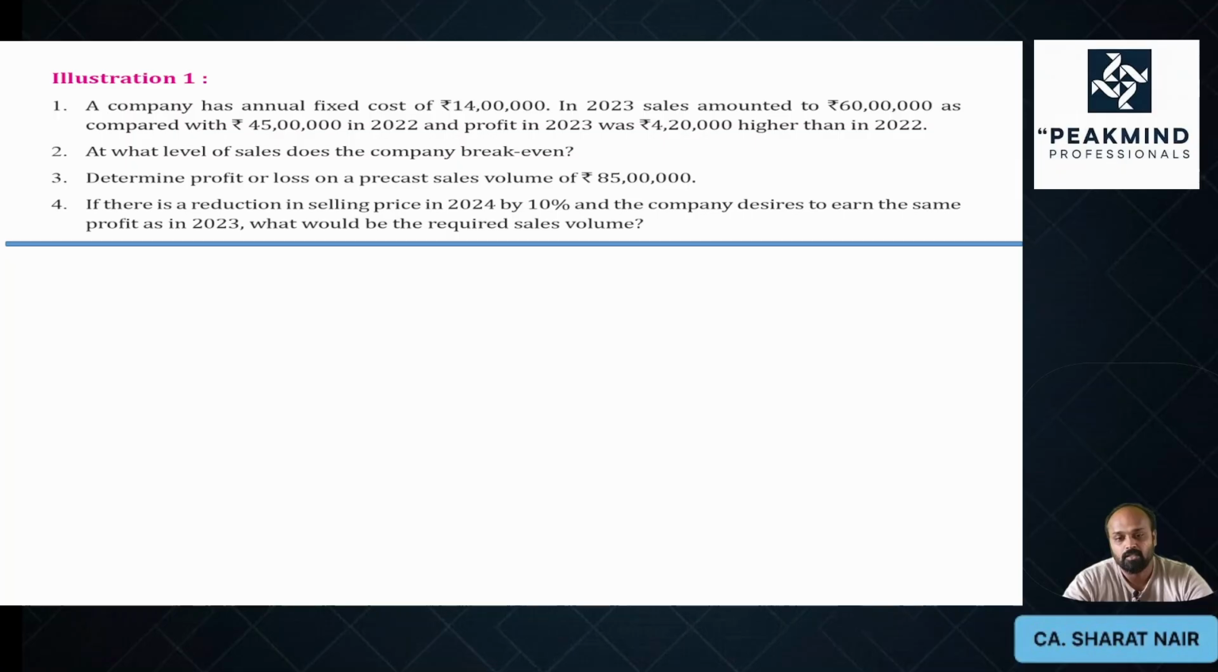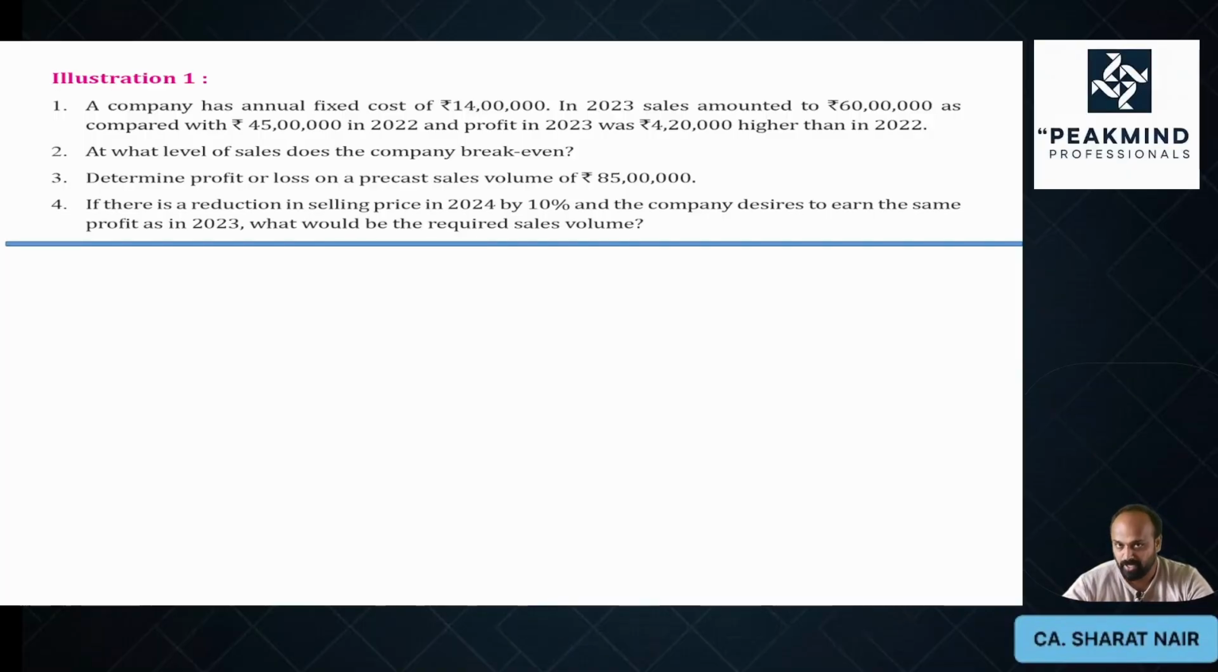Next, at sales value of 85 lakh, what would be the profit or loss as the case may be? Last question, if the company is proposing to decrease the selling price by 10% and the company wishes to earn the same profit which they have earned in the current year, then how much quantity does the company need to sell? So these are the situations before us. Let's start one by one.